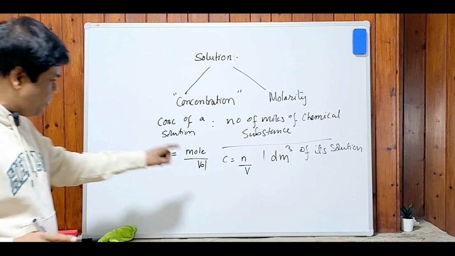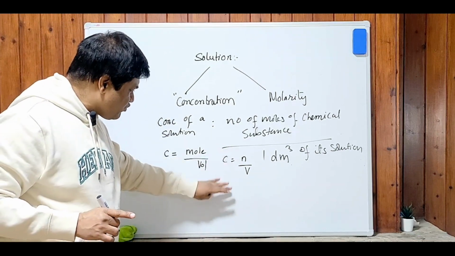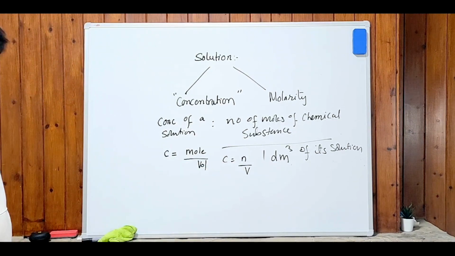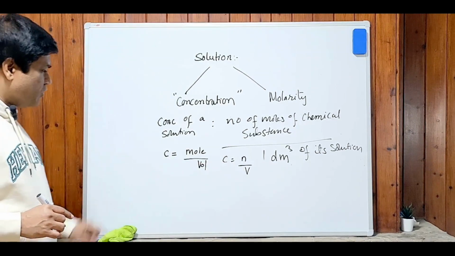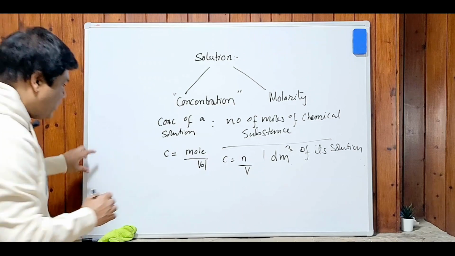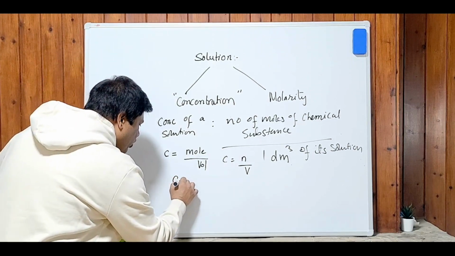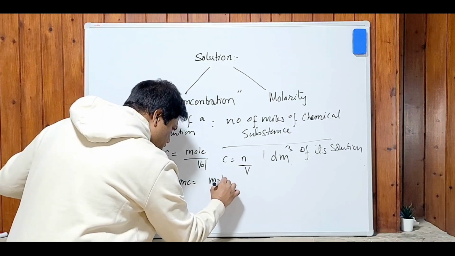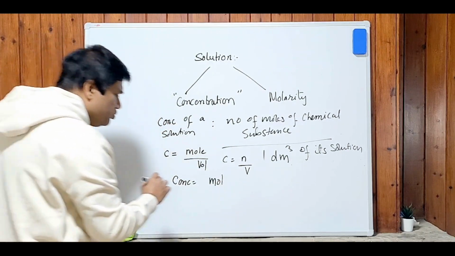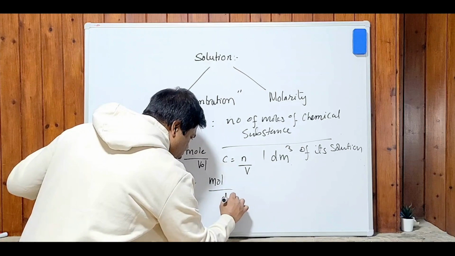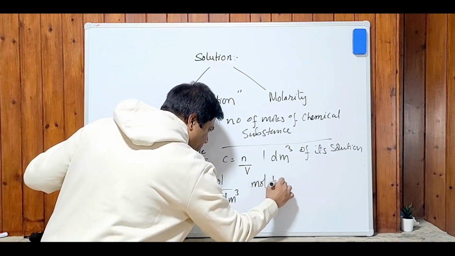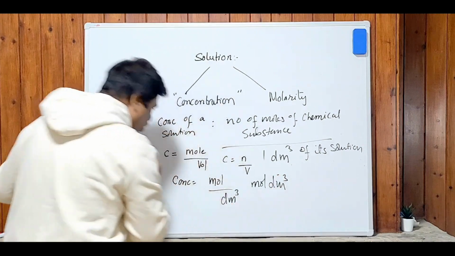Use this formula, copy down this formula. We will use this formula in many questions. Conc equals mole over volume. So what's the unit of conc? The unit for mole is mole. What's the unit for volume? dm cube. So mole per dm cube. That's the unit for conc.